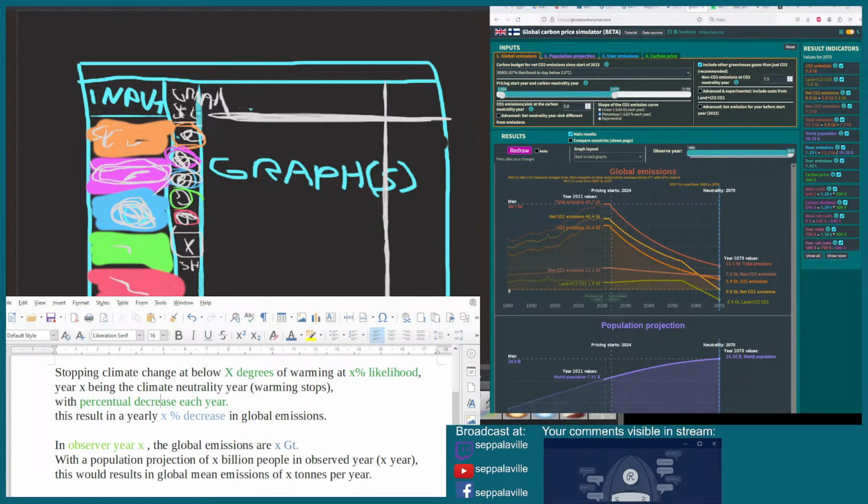Let's see if I have some other notes here. This might affect.